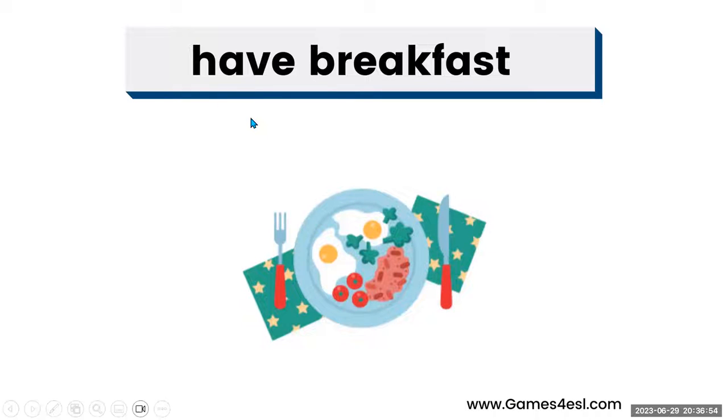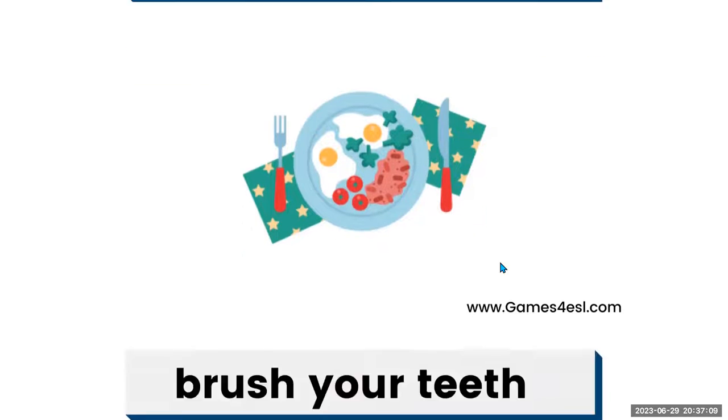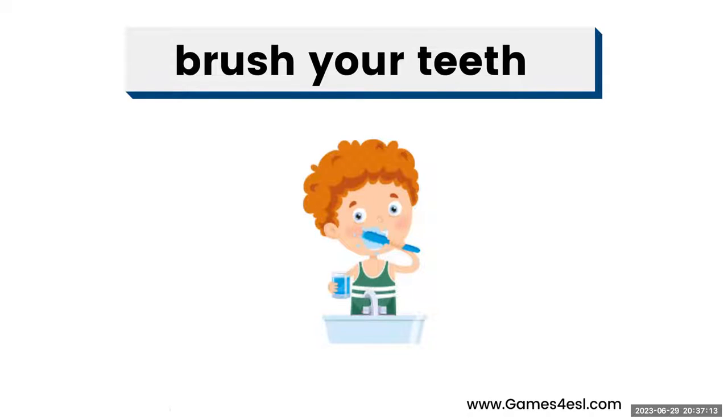Okay, the next one, have breakfast. Say it with me, please. Have breakfast. Okay, next one, brush your teeth. In your case, you are going to say, brush my teeth. Repeat. Brush my teeth. What if I use it with he? How am I going to say it? He brushes. She brushes. What about here? Her teeth. His teeth.